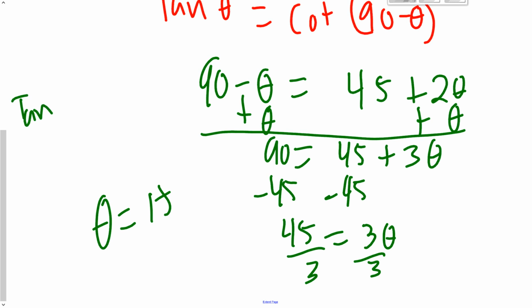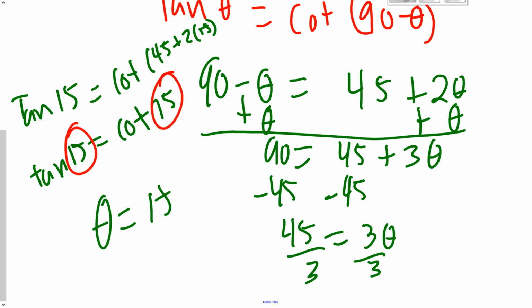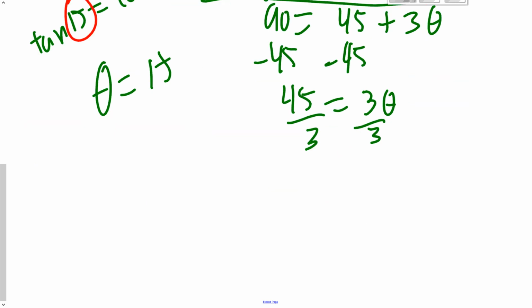Tan of 15 is equal to cotangent of 45 plus 2 times 15. So that's 30, so that's cotangent of 45 plus 30, which is 75. So cotangent of 75 is the same as tangent of 15, because as you can see, these two, 15 and 75, add up to 90. So there's our theta for number 33. This one was a little different. We can go ahead and look at number 37 now.